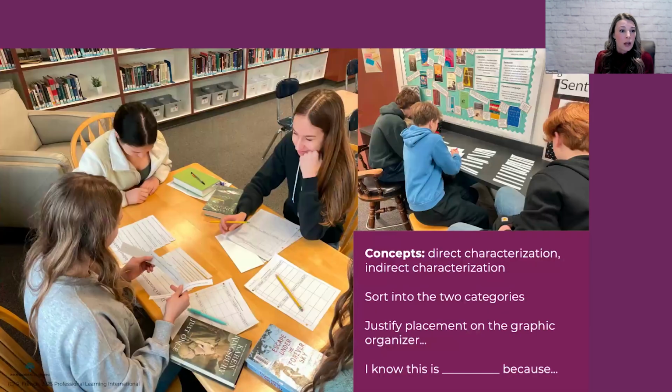Okay. Same thing here. They were looking at direct and indirect characterizations. These are some of my freshmen. And I know this is blank because blank. So they were finding examples from the sort I gave them, but also from their own independent reading novels. And in order to write it on their chart, they had to say it out loud, right? So again, I'm requiring that thinking verbally, where they're talking about what they're thinking and getting them to practice doing that, which is not always easy, right?